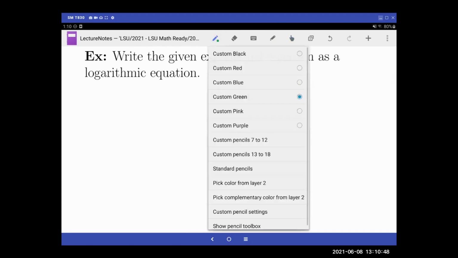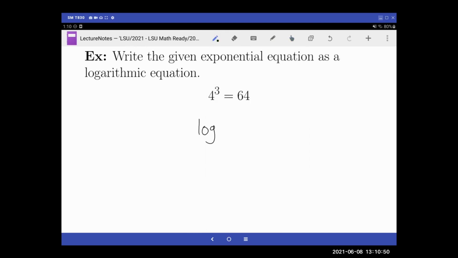So write this exponential equation as a logarithmic equation. Well, the base is the easiest thing to identify, at least I think it is. It's the number being raised to a power. So I'm going to say my base is 4. So I put a little subscript 4.